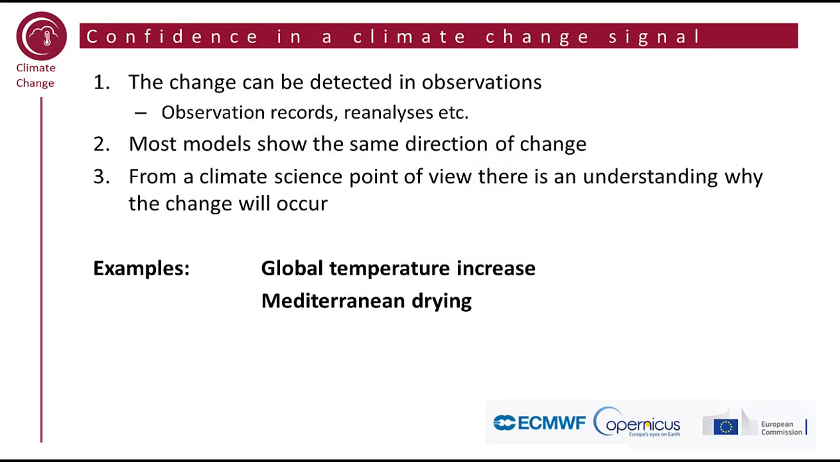So finally, when do we actually have confidence in a climate change signal? There's 3 indicators for confidence. The change can be detected in the observations. Most models show the same direction of change. And from a climate science point of view, we understand why the changes occur. This is, for example, the case for the global temperature increase. We see it in the records, models show the same direction, and we understand why it's happening.